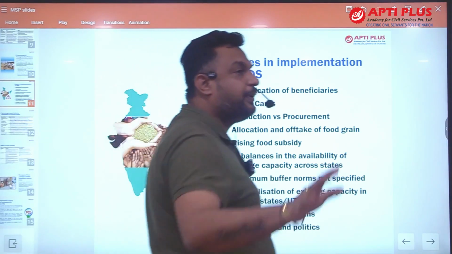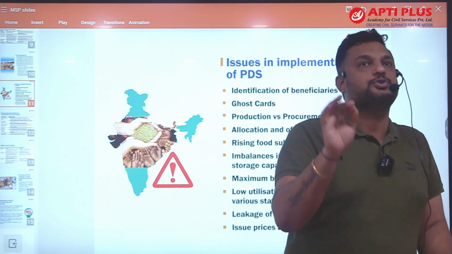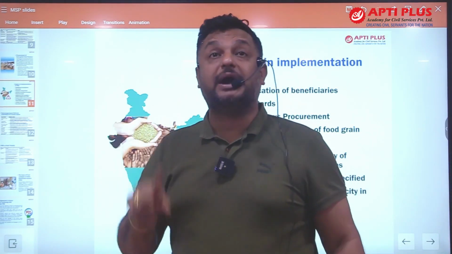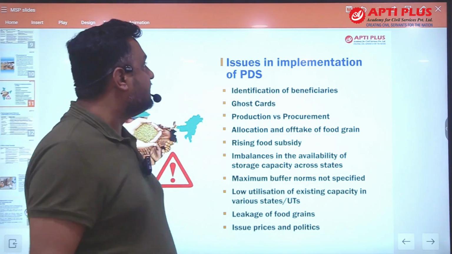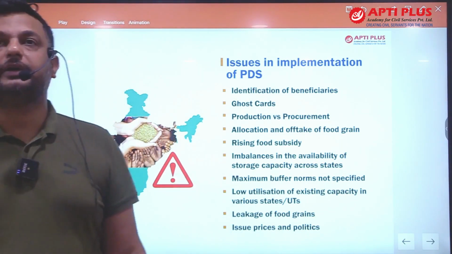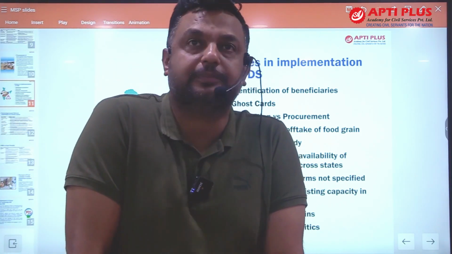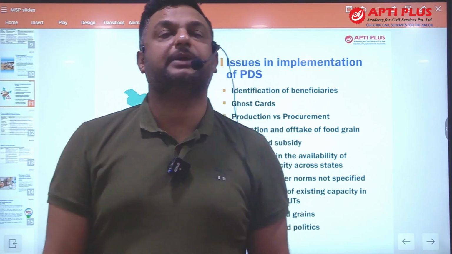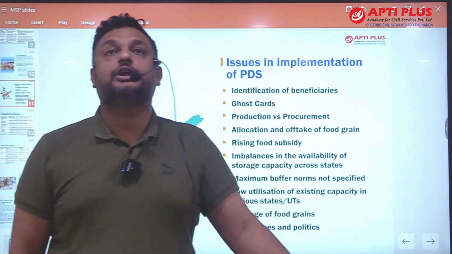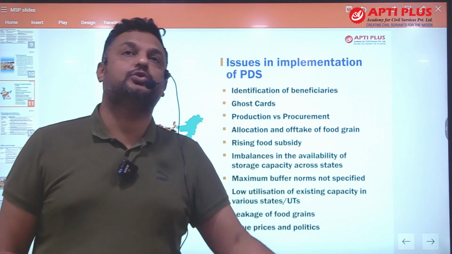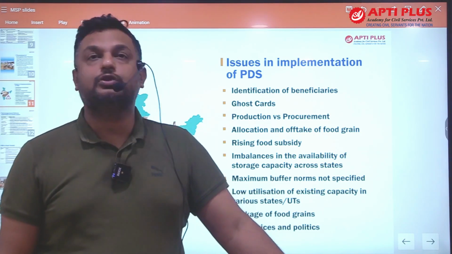Sir, even though PDS is very good, and our PDS is one of the world's largest food distribution programs, it has a lot of lacunae, a lot of challenges, a lot of problems. Like what? Sir, even today, fake beneficiaries are getting the benefit. The BPL card and APL card issued by the state government, rather than being issued to the targeted beneficiaries, are issued to the general public, which means they are issued to everyone. So, sir, that should be reduced.